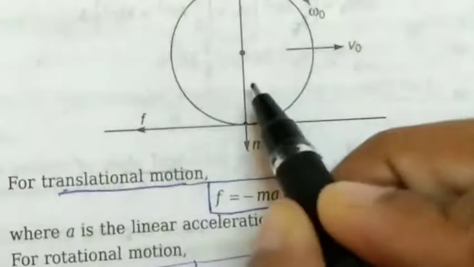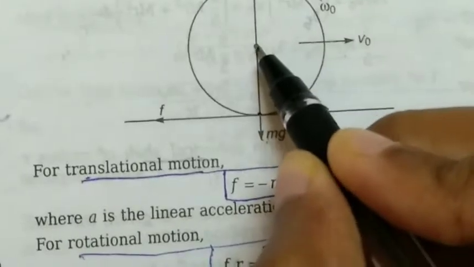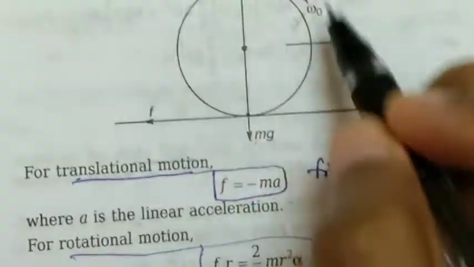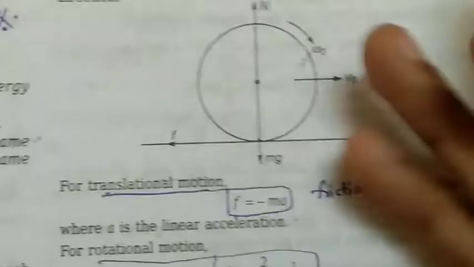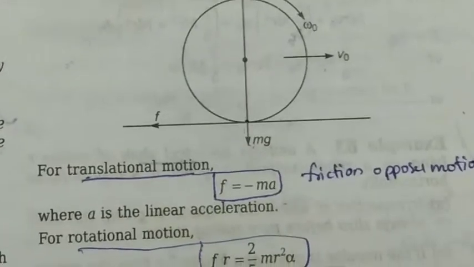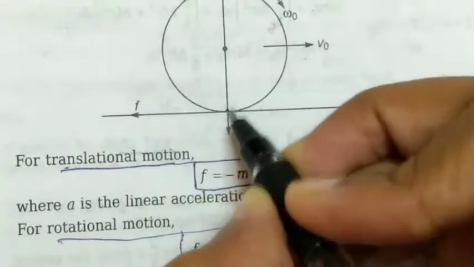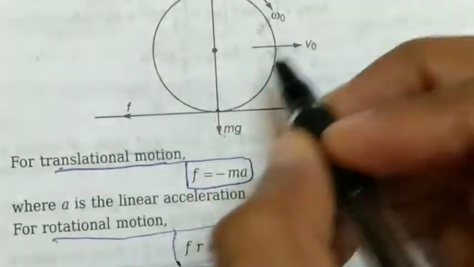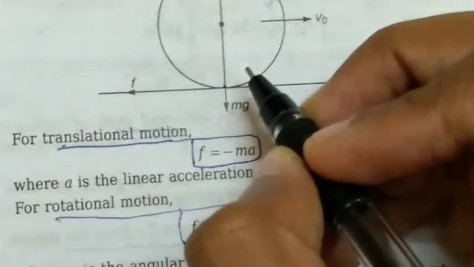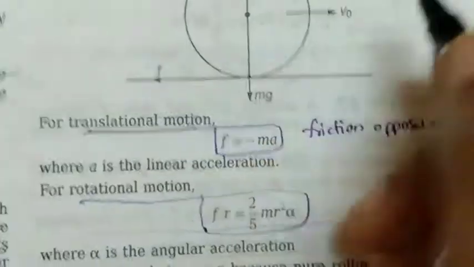But torque is nothing but R cross F. So R is in this direction and F is also in this direction. That means both of them are parallel, or anti-parallel. That is, the angle theta between R and F is 0 degrees here. If you consider the angle between R and mg, it is 0. So R cross F means RF sin theta. Sin 0 is 0. Hence there is no torque acting.